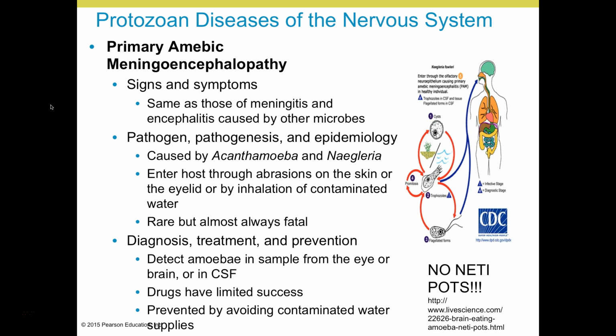The next protozoan to be discussed is primary amoebic meningoencephalitis. Again, it is very similar to meningitis. The causing agents are Acanthamoeba and Euglena. These enter through your skin, your eyelids, or even through your nose by inhalation of contaminated water. It is very rare, but it's super fatal.